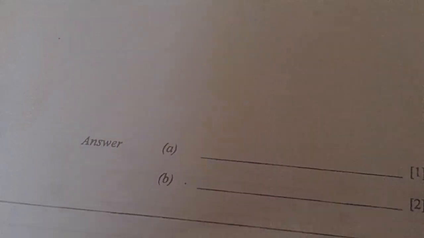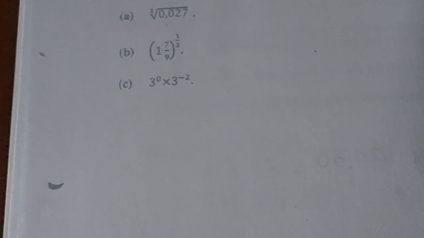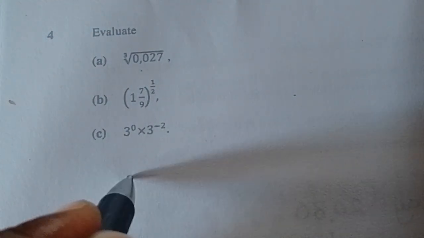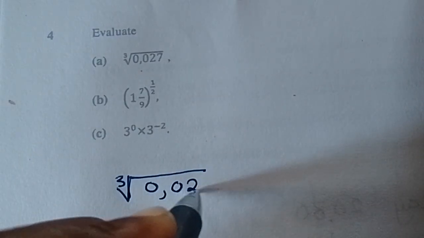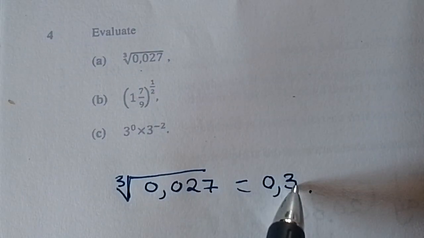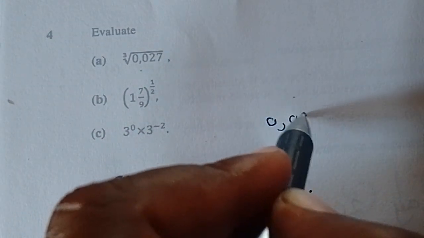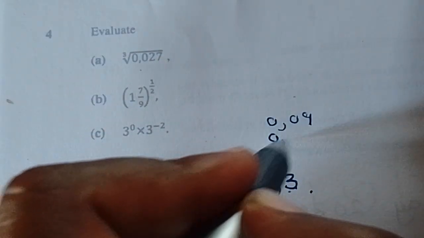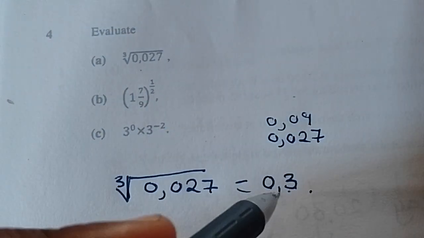Number 4. Evaluate the cube root of 0,027. The cube root of 0,027 is 0,3. If we multiply this by 0,3, we get 0,09. Then multiply it again by 0,3, we get 0,027. So it's 0,3 by 0,3 by 0,3. So our answer is 0,3.